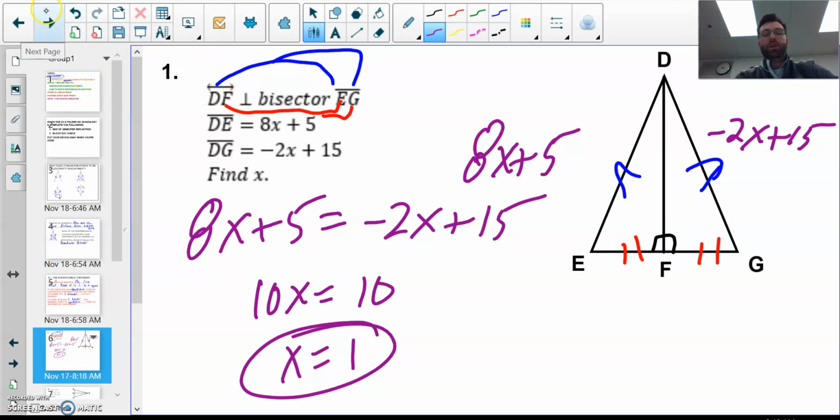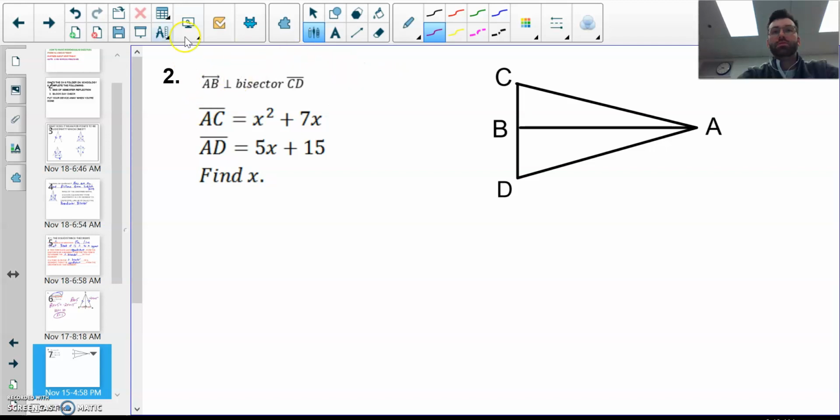I also want you to try the next example. Do the same process in number 2. All right, go ahead and pause the video, and then I'll show you my work on number 2. Okay, it's the same idea, except it's just laying on its side.